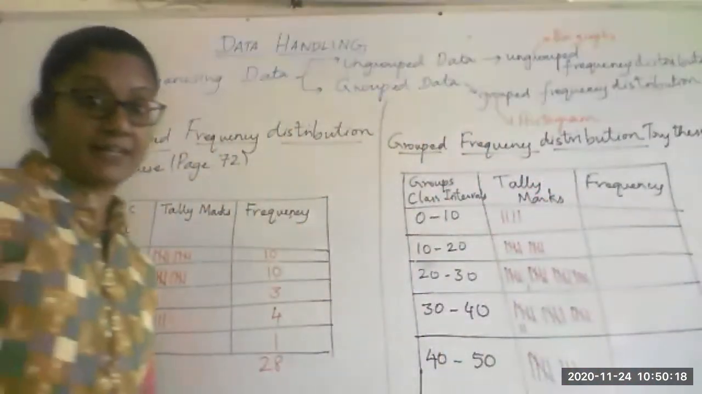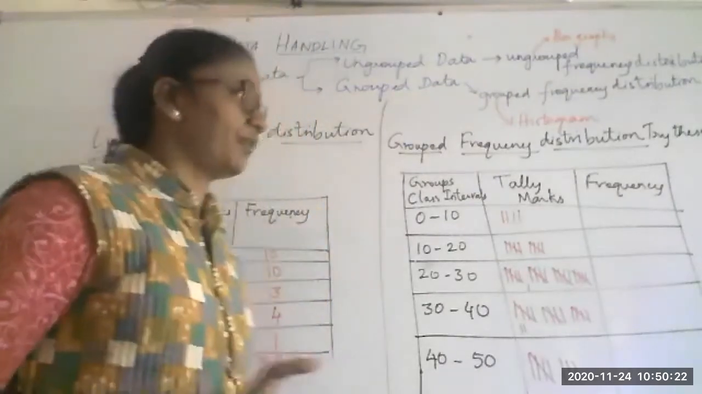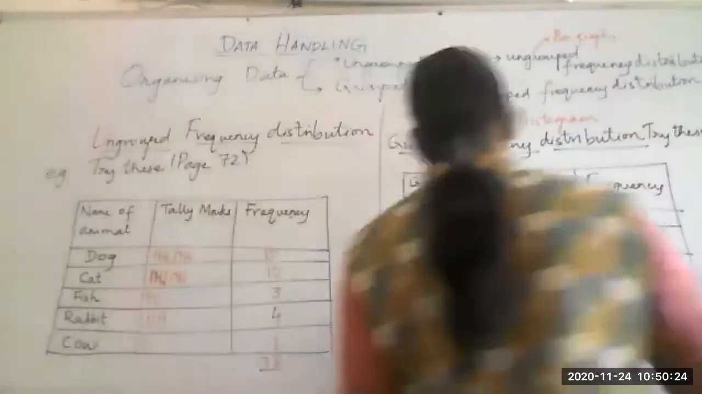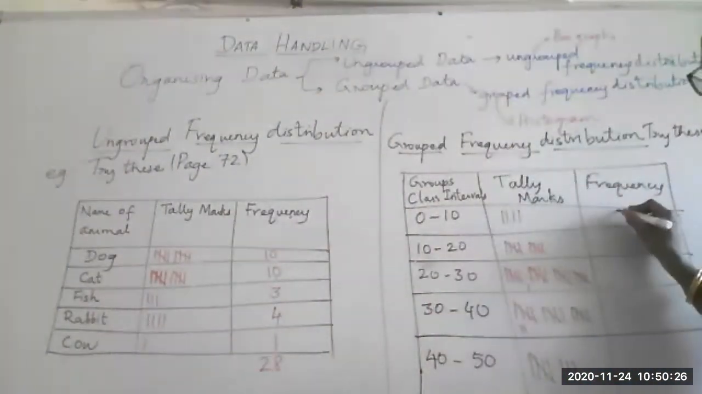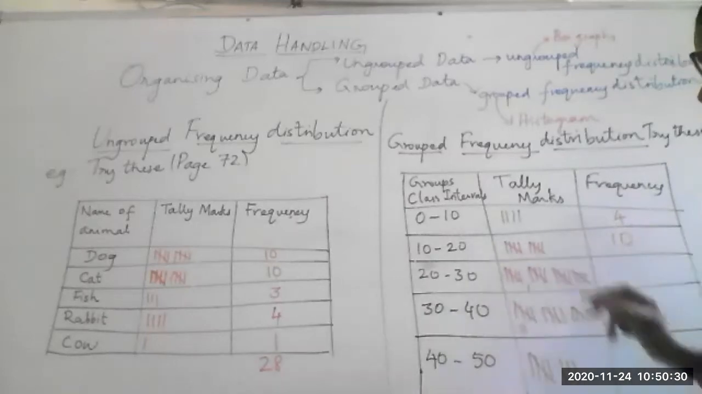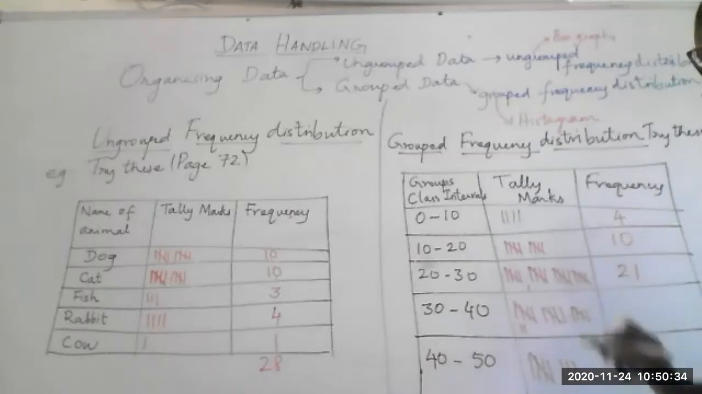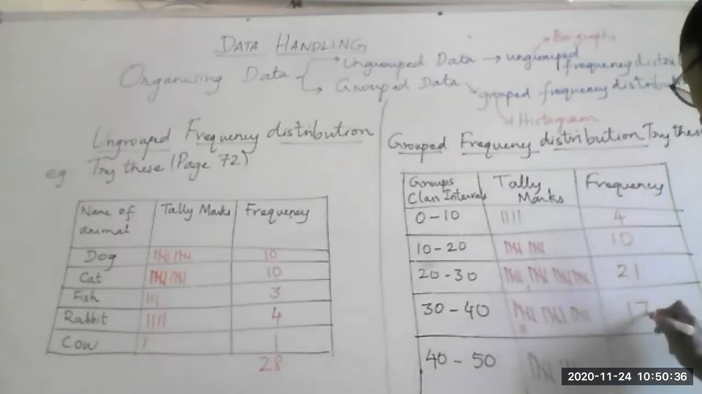It is exhaustive, I know, but we have to do it. That is how you create a group frequency distribution. So let us count and find out between 0 and 10. There are 4 children who have scored. Here it is 10. This is 5, 10, 15, 20, 21. This is 15 plus 2, 17. And here you have an 8.